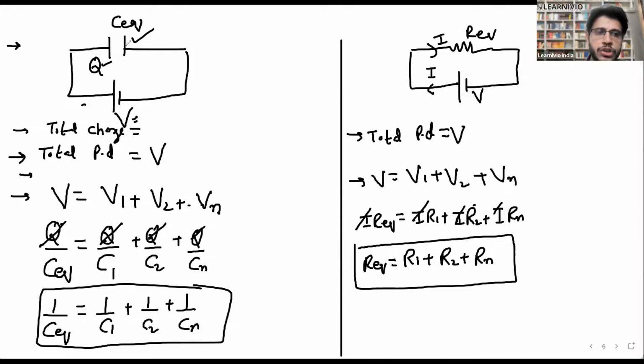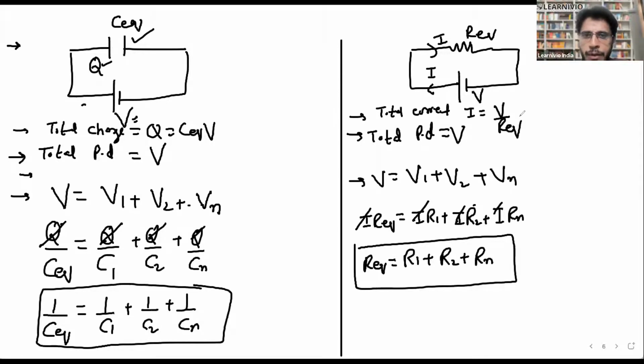What is the total charge stored in the capacitor? Total charge is Q. Total charge is total capacitance multiplied by V. In a capacitor, we write Q is equal to CV. So total charge means total capacitance and total voltage, that is C into V. Here the total current I is V by RE.